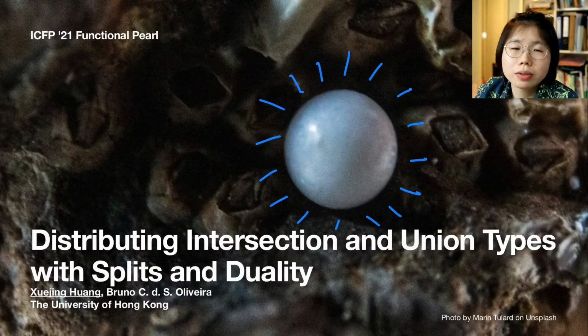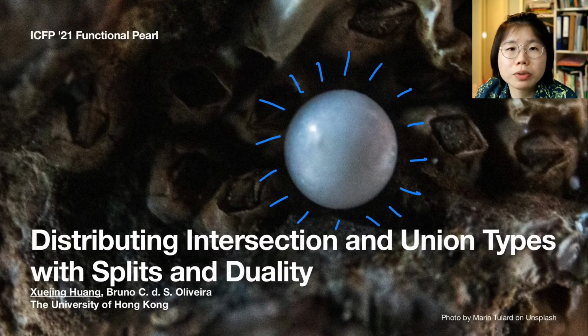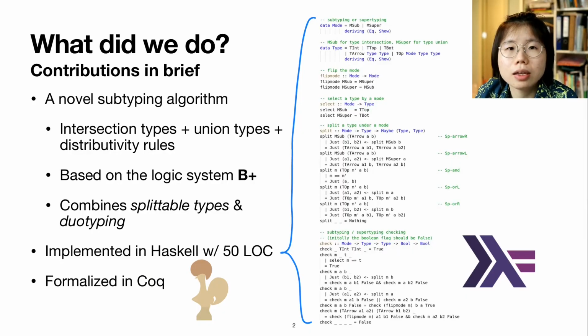Hello everyone, this is Xuejing from the University of Hong Kong. Today I'll present a joint work with my supervisor Bruno, Distributing Intersection and Union Types with Splits and Duality (Functional Pearl). In this work, we design a novel algorithm for subtyping with intersection and union types and some non-trivial distributivity rules.